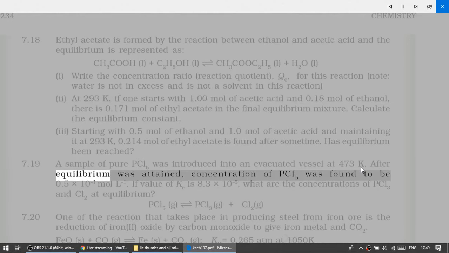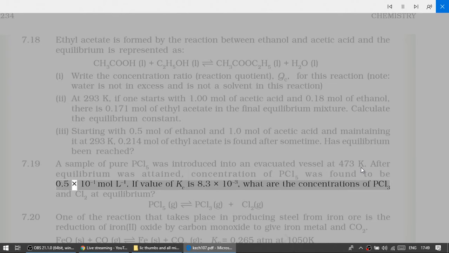7.19 A sample of pure PCl5 was introduced into an evacuated vessel at 473 K. After equilibrium was attained, concentration of PCl5 was found to be 0.5 × 10⁻¹ mol L⁻¹. If value of Kc is 8.3 × 10⁻³, what are the concentrations of PCl3 and Cl2 at equilibrium? PCl5(g) ⇌ PCl3(g) + Cl2(g).